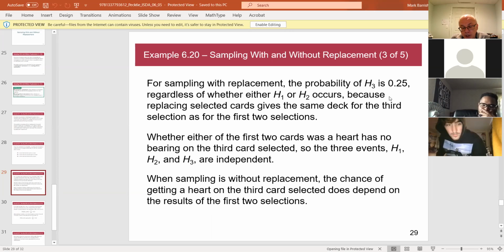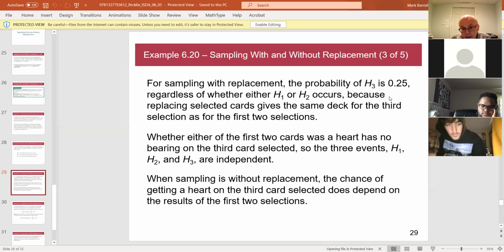Probability of heart will be different because of, number one, there would be fewer cards in the deck, right? If you don't put them back, by the time you get to the third card, how many cards are there in the deck? Well, if you start off with 52 cards, you end up with 50 cards, because the first 2 cards have been selected, they're not being put back in the deck. So we have 50 cards now. And then the probability of selecting the heart on the third card depends on whether you selected a heart on the first card and whether you selected a heart on the second card.